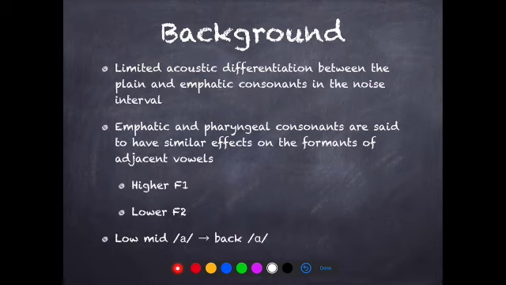The emphatic and pharyngeal consonants are primarily said to have effects on the formants of adjacent vowels. So it's been found that vowels next to an emphatic consonant have a lower F2 than vowels next to a plain consonant. It's also been said that emphatic and pharyngeal consonants have similar effects on the formants of adjacent vowels. In particular, it's been claimed that both cause a higher F1 and a lower F2 in adjacent vowels. This is most salient in low-mid A, which becomes back A adjacent to an emphatic consonant.